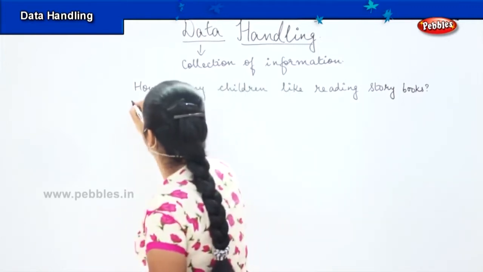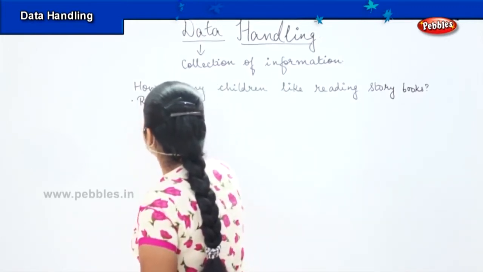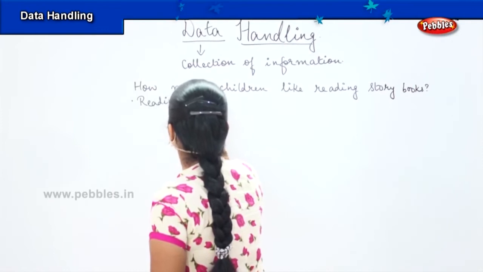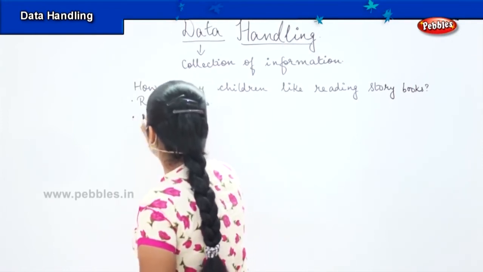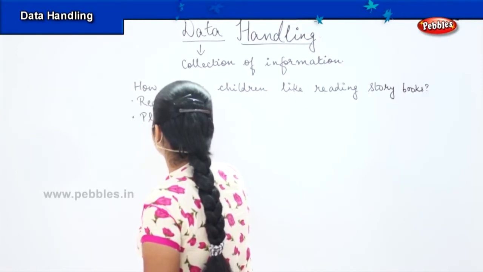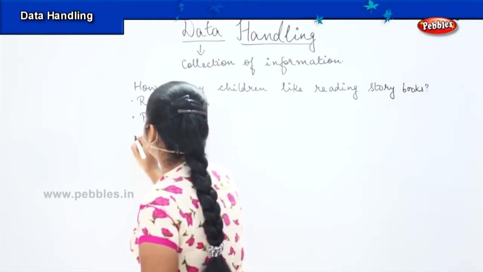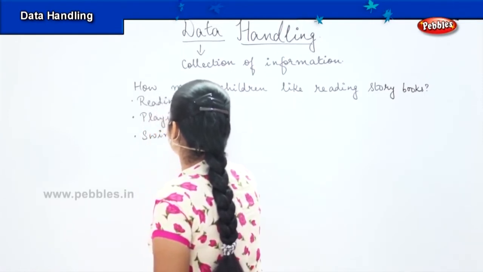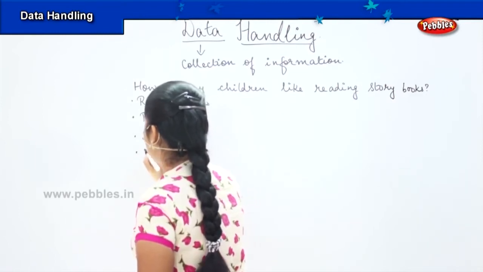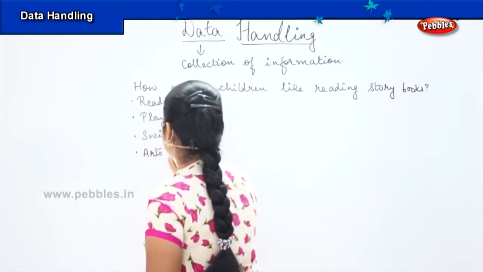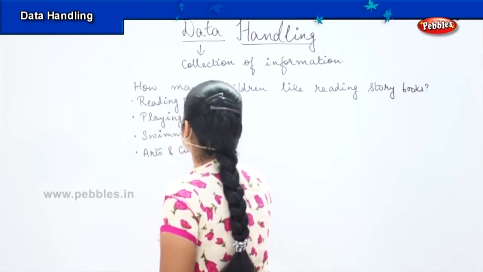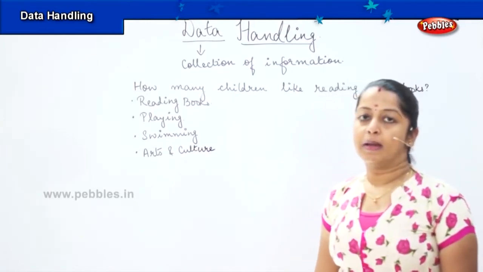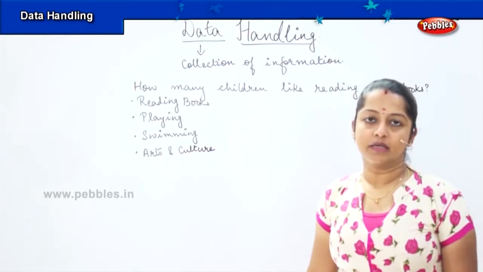And now here I am giving the options: you have to find reading books, then few of them like playing, few of them like swimming, and few like arts and culture. Arts and culture is nothing but your singing, dancing, and playing instruments. So that will come in arts and culture.